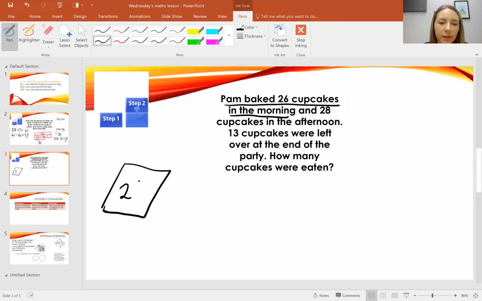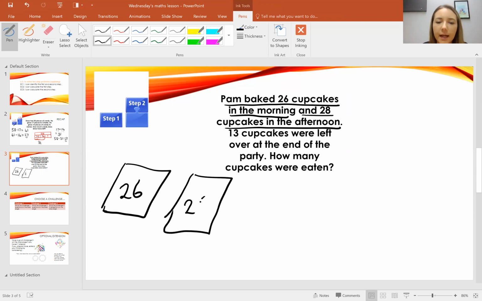And we know that she baked 26. And then she baked 28 cupcakes in the afternoon. So we'll do another tray of cupcakes, and this time there were 28 cupcakes. So we know that we want to find out how many cupcakes Pam made all together. So we know that we are going to need to add those together to find out how many cupcakes there were. So the first step we need to do is 26 add 28.